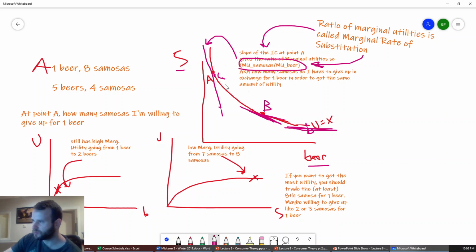Okay, so the marginal rate of substitution in words is how many samosas am I willing to give up for one beer? That's all. How many of good 2 am I willing to give up for good 1? How many of the y-axis good am I willing to give up for the x-axis good? That is your marginal rate of substitution. And the overarching theme is you want your marginal rate of substitution to be given by the marginal utility from samosas divided by the marginal utility for beer.